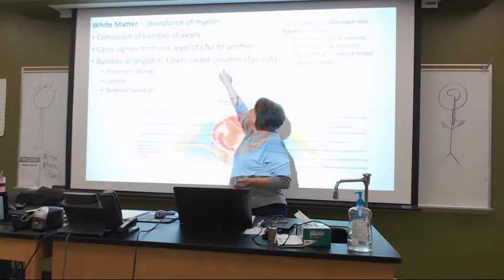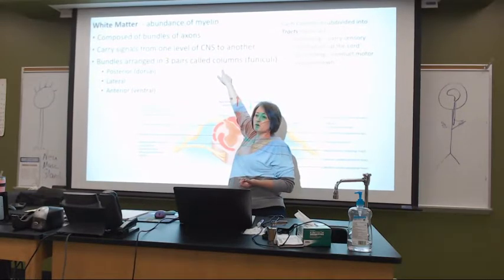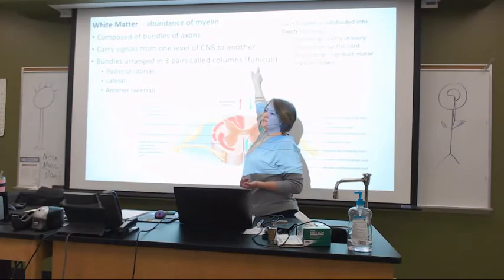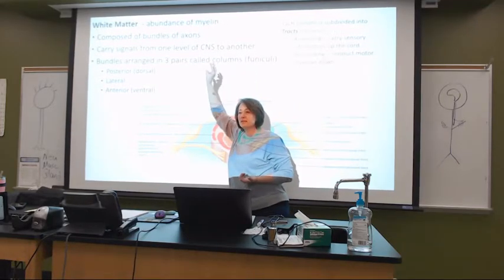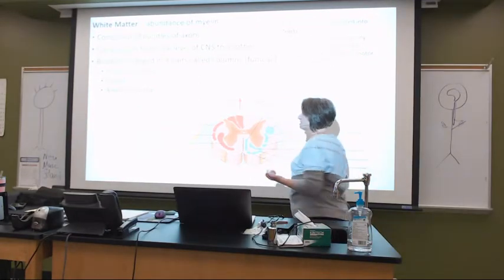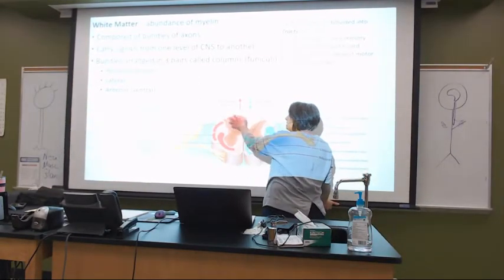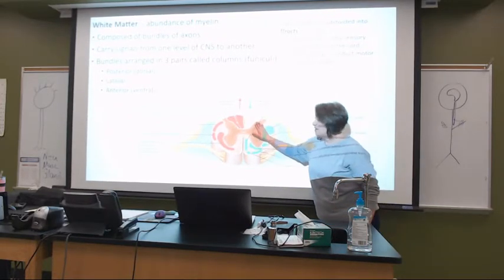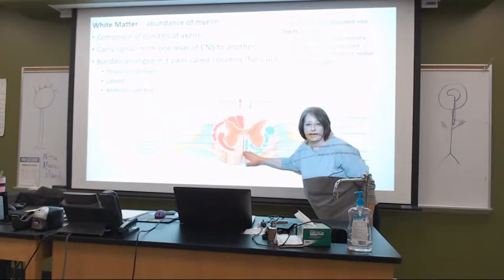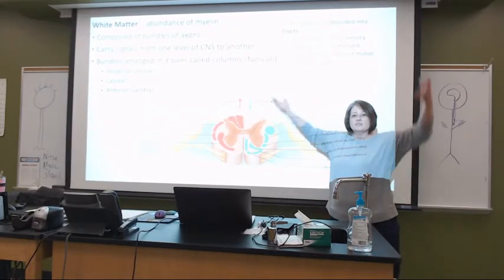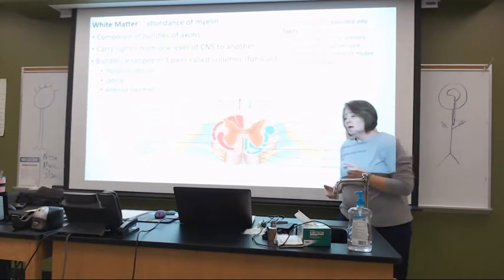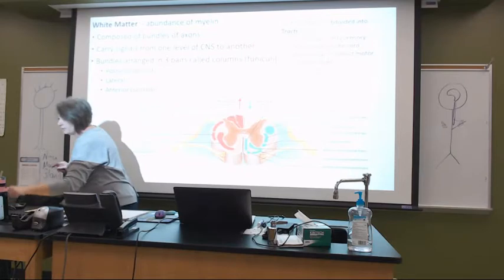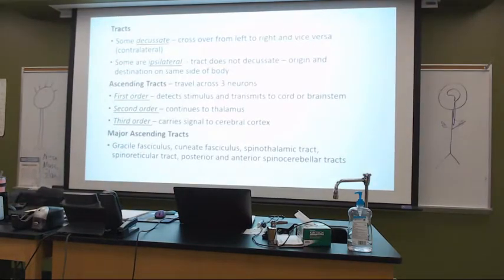These bundles, they're arranged in what we call columns. They're also known as funiculi. But basically, there's 3 columns that exist. We're going to find columns on our posterior side, anterior side, and the lateral. You see how it kind of is showing posterior, anterior, lateral? Okay? So they call them columns. Your textbook is going to get into great detail about the tracts that exist.